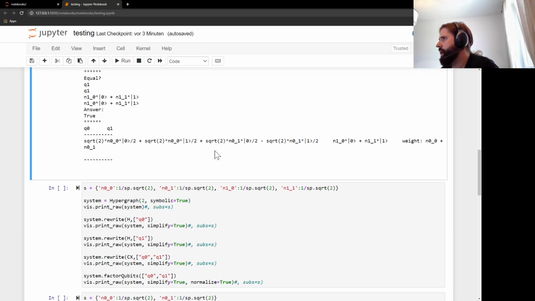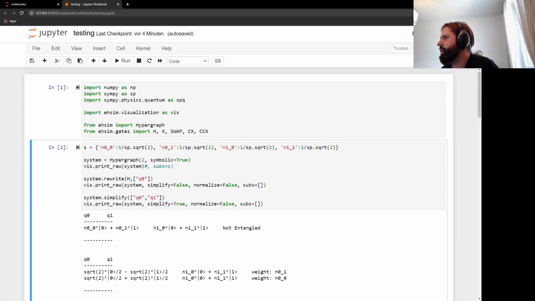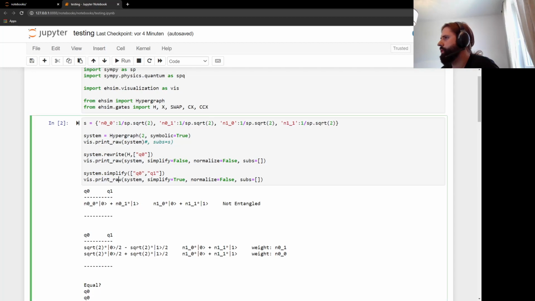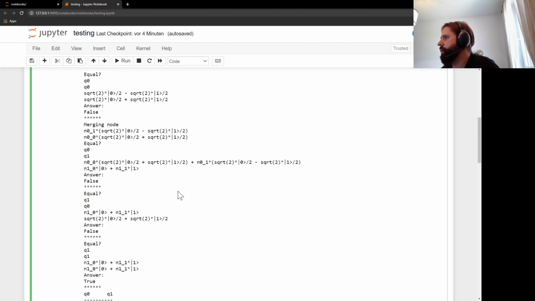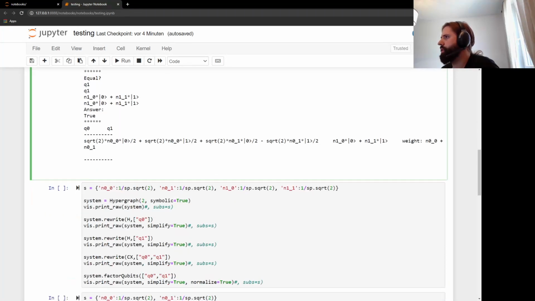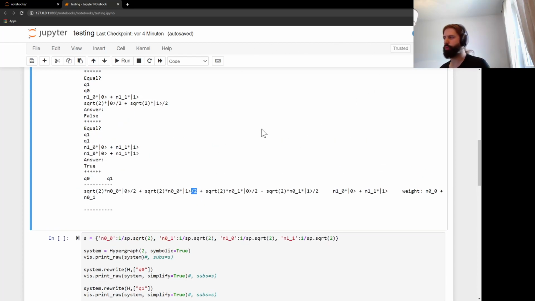How come print raw simplify true? That is not the most simplified way you can write stuff, is it? Because you can definitely take all the stuff out. Then you get these in the plus state and these in the minus state. Why isn't this working?